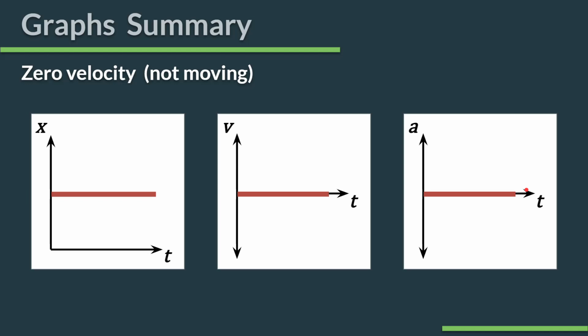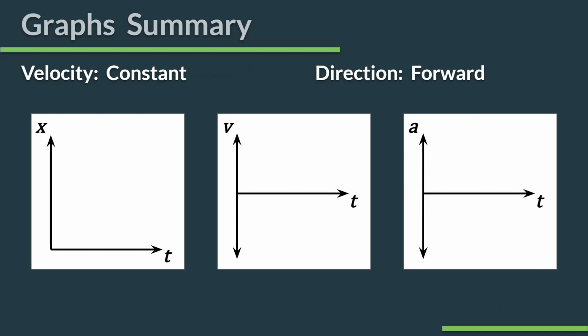So you can figure out from the slope something about the next graph. If you want to label this as well, you could say for something with 0 velocity, something that is stationary, it has a velocity of 0 and an acceleration of 0. All right, so that one's pretty easy.